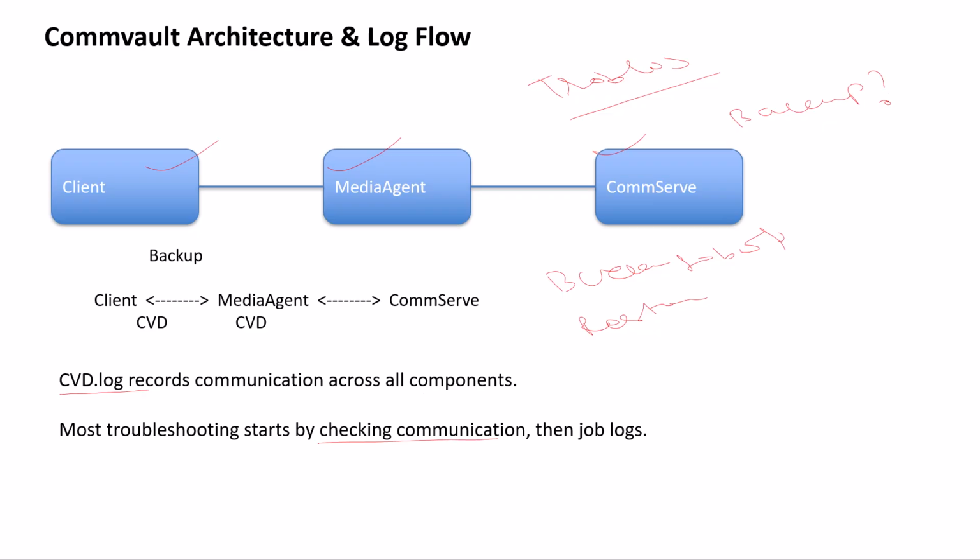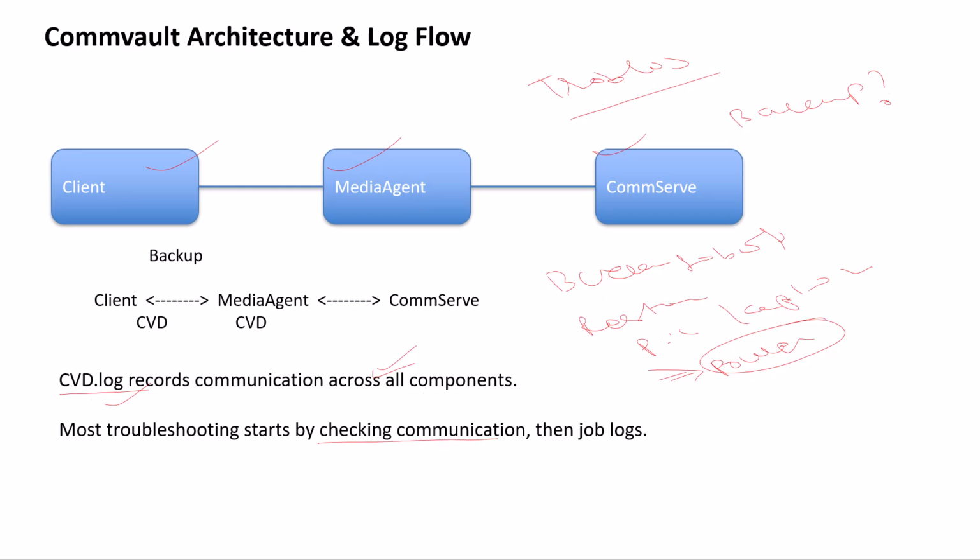Let's take an example: your laptop is off. Then what you need to check first is whether the power is coming up or not. Similarly, first you need to check whether there is communication between all three components. Maybe the media agent lost its communication from the CommServe, or maybe the media agent lost communication from the client as well. So first we need to check CVD.log, which records communication across all components.